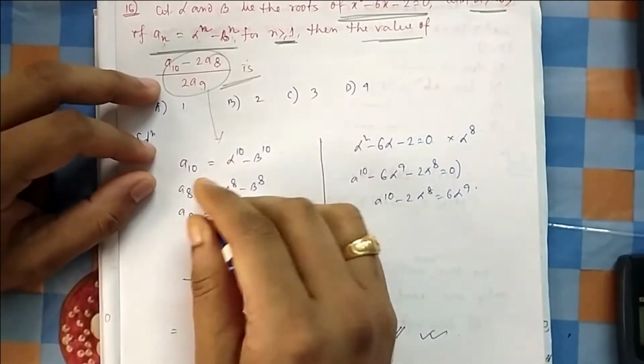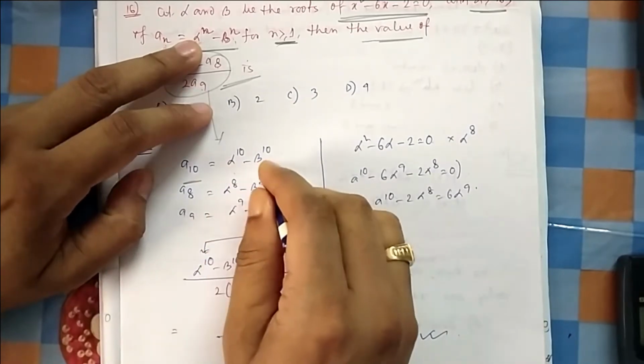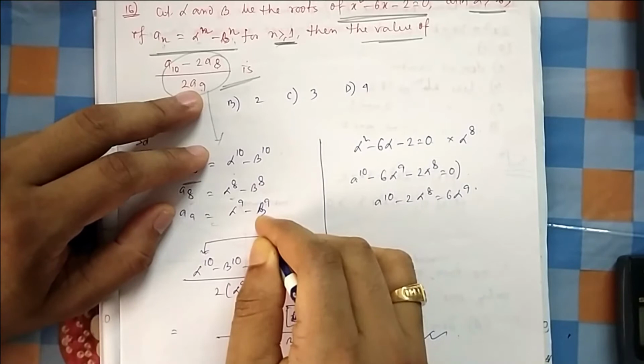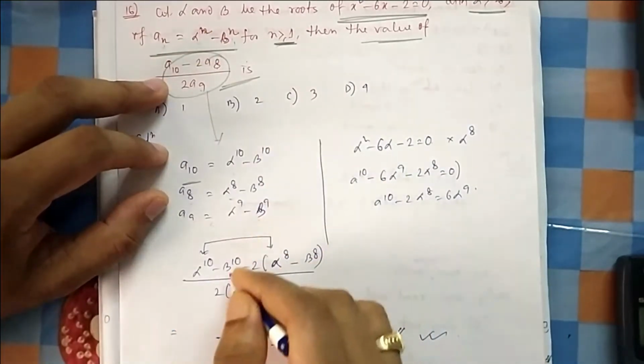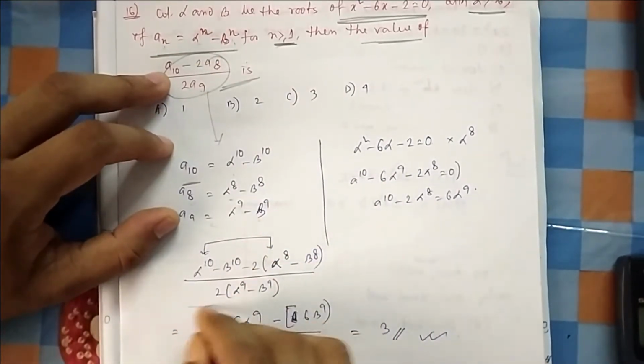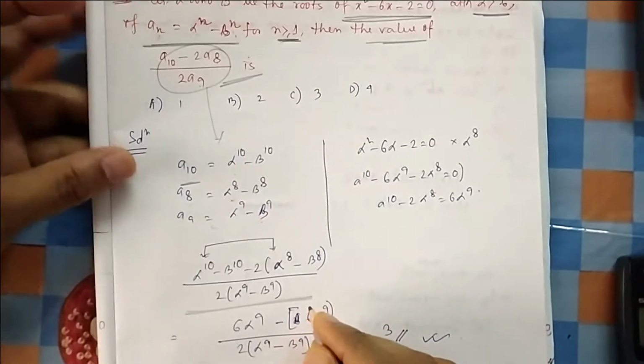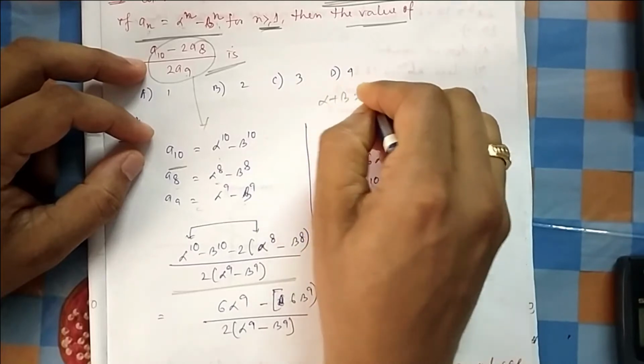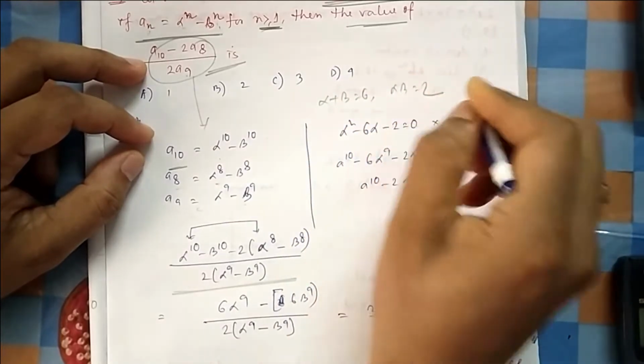So if I see, what is a10? A10 is alpha^10 minus beta^10. What is a8? Alpha^8 minus beta^8. What is a9? Alpha^9 minus beta^9. And let me write all these things in this expression here. So here the expression looks like this. Now obviously you can think it should come with alpha plus beta equal to 6 and alpha beta equal to 2 from this expression.